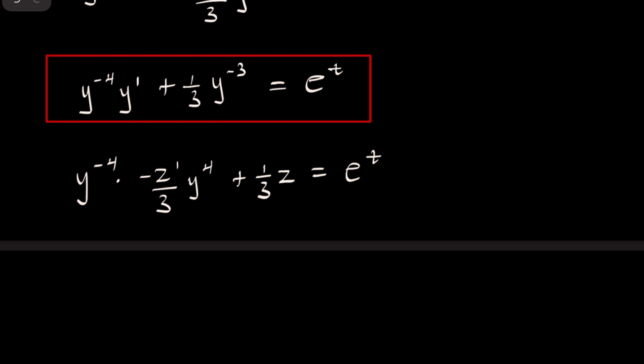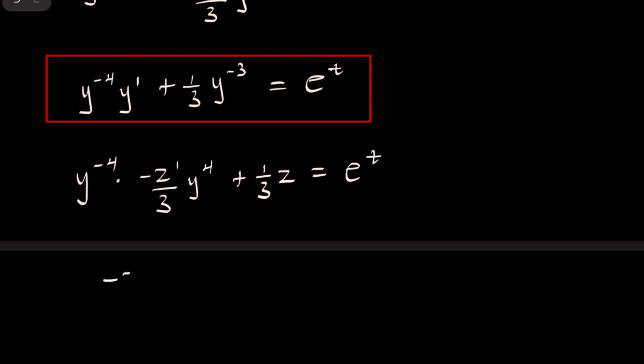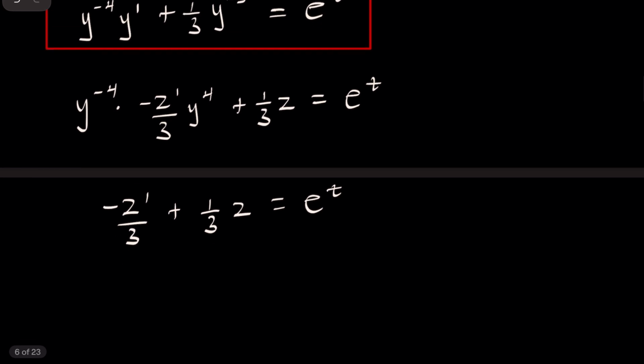In our next step, we have to simplify this. Here we have a base y with exponent minus 4 and a base y with exponent 4, so we are going to add the exponents since they are multiplying. Minus 4 plus 4 is going to give us 0, which is y exponent 0, and that's going to give us 1. So we are going to have just minus z prime on 3, then plus 113z is equal to e exponent t.